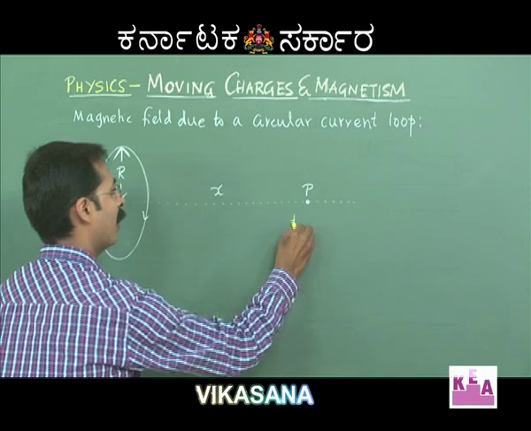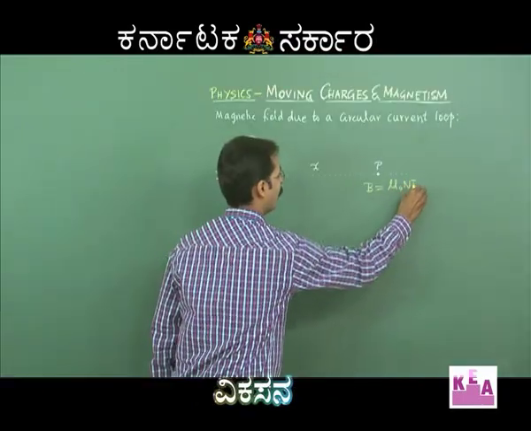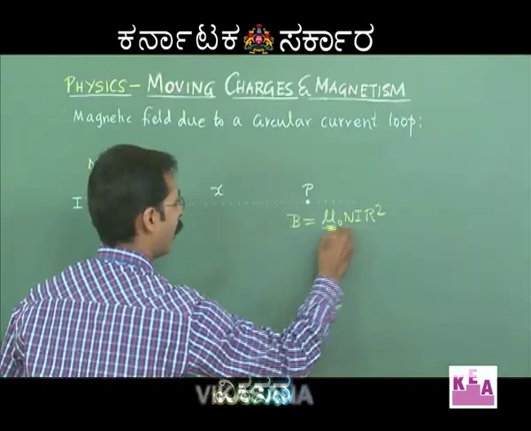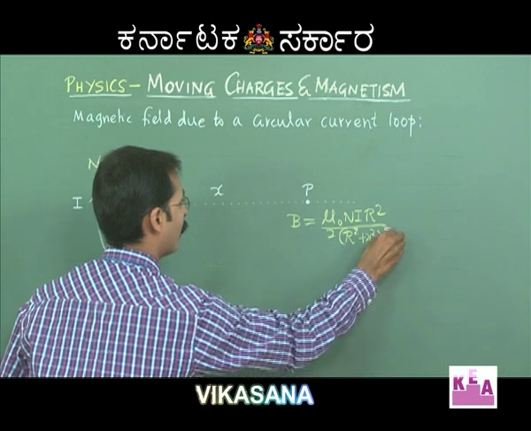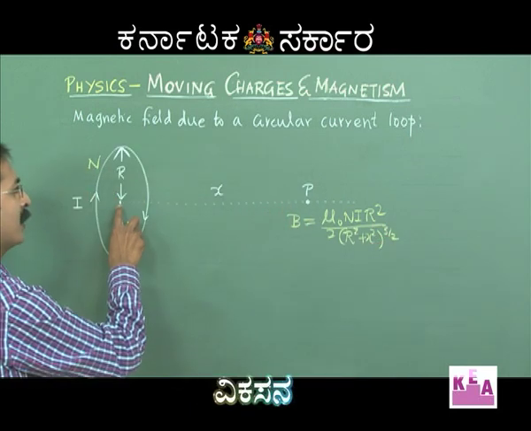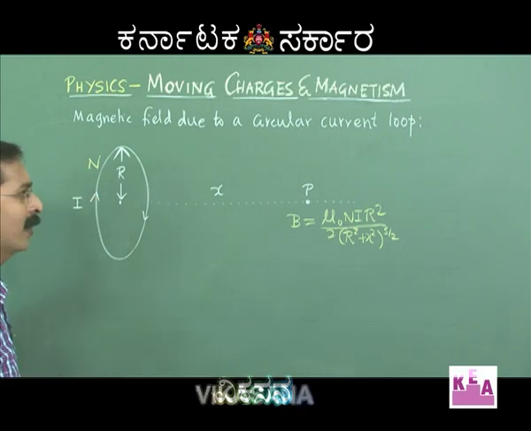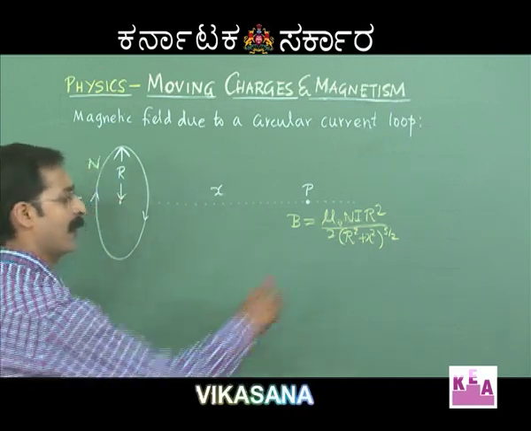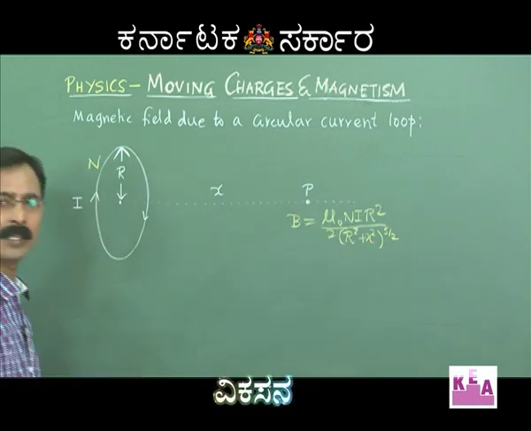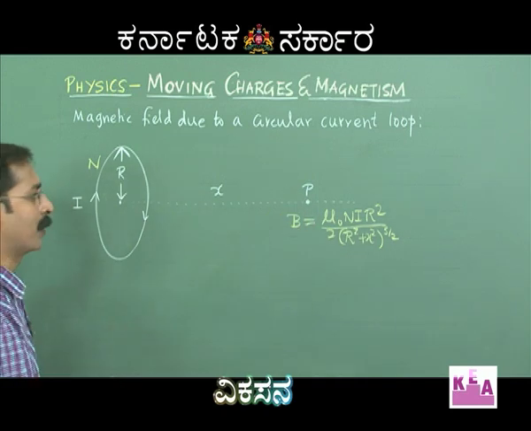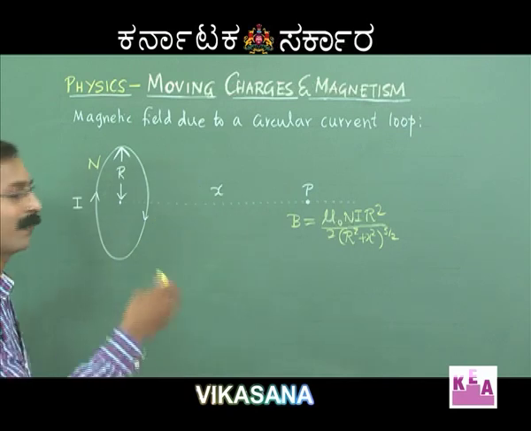The magnetic field here turns out to be mu naught n I r square divided by 2 into (r square plus x square) power 3 by 2, where x is the distance of the center of the circular loop from the point P at which we are calculating the magnetic field. As you can see here, as x increases, x is in the denominator, therefore magnetic field decreases. More the x, less is B. If point P comes closer to the center, x decreases, therefore magnetic field increases.